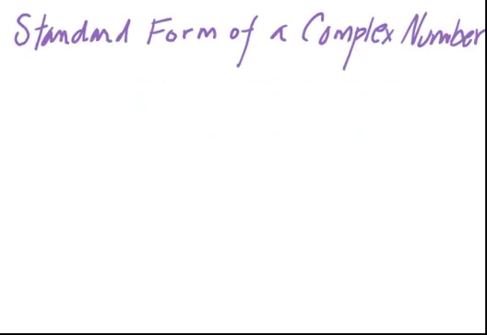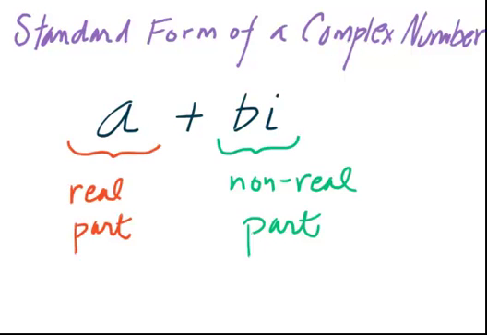Section 1.3, Complex Numbers, Part 2. The standard form of a complex number. This is the standard form of a complex number, where A represents the real part and the BI represents the non-real part. So when we have a complex number in standard form, any real part comes first. Then added to that is the non-real part.